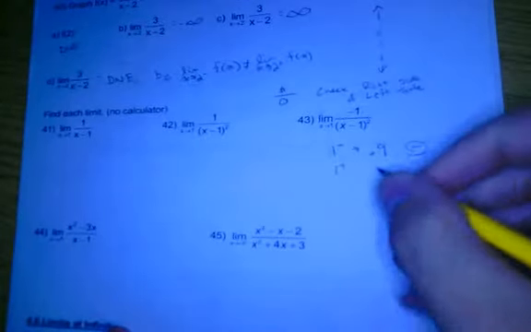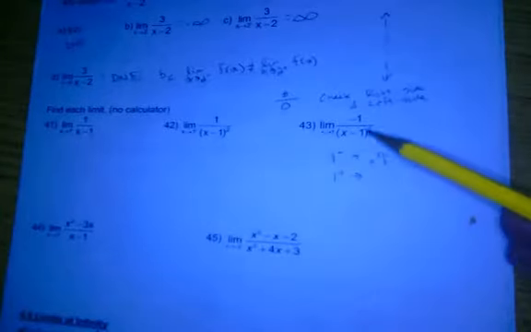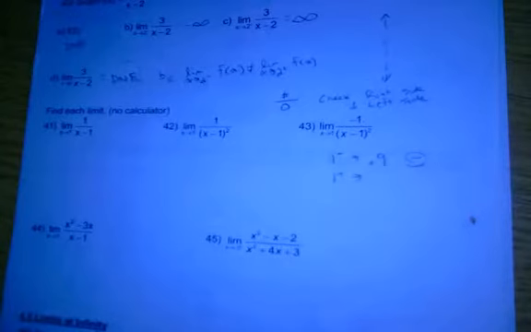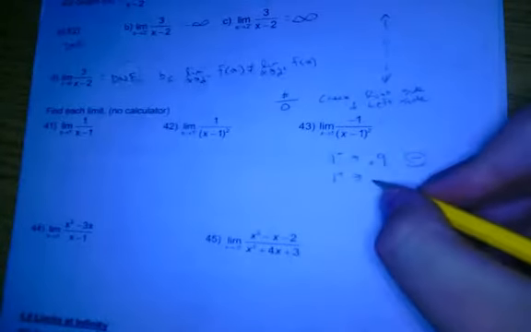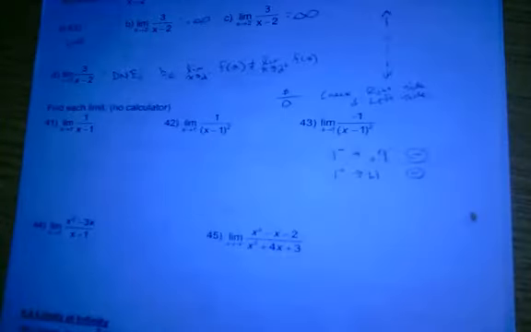Let's plug in a 1 from the right. What's a number that's to the right of 1? 1.1. You plug in a 1.1, still got that negative on top, and then you're going to get 1.1 minus 1, which is 0.1 squared, which is still positive. So you're going to get a negative. So what's this answer going to be? Negative infinity.